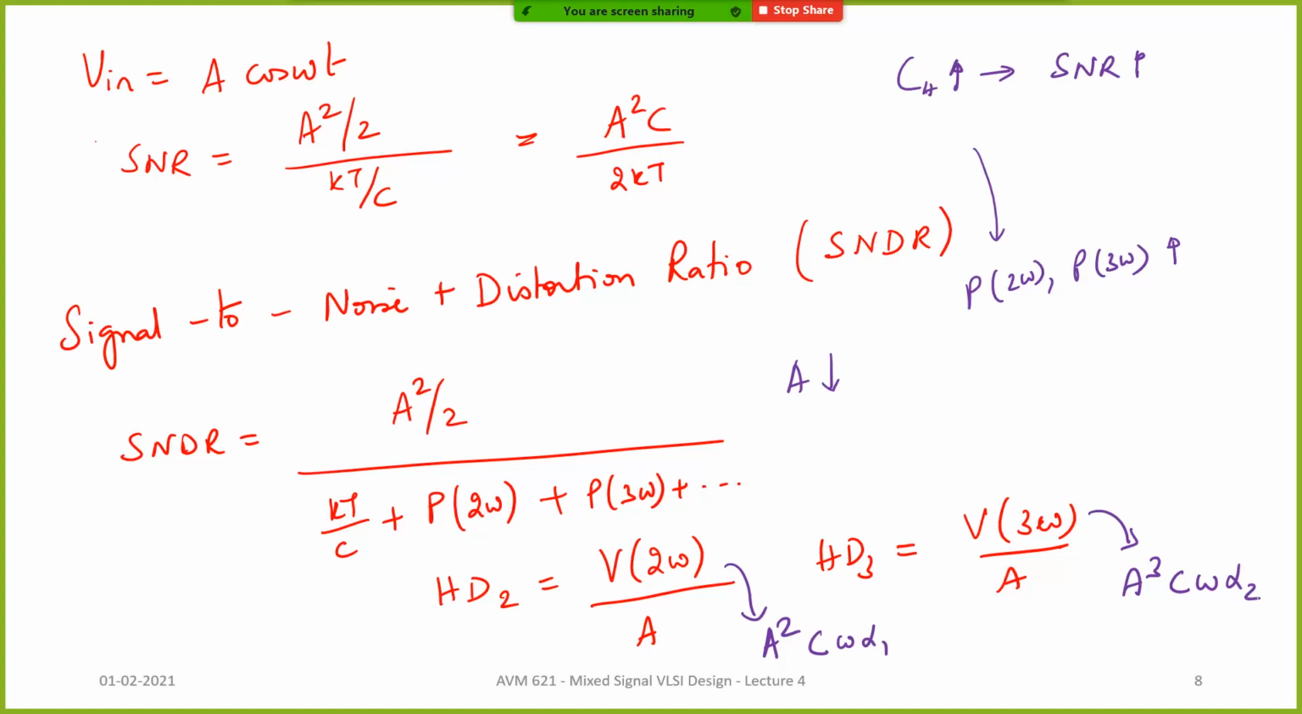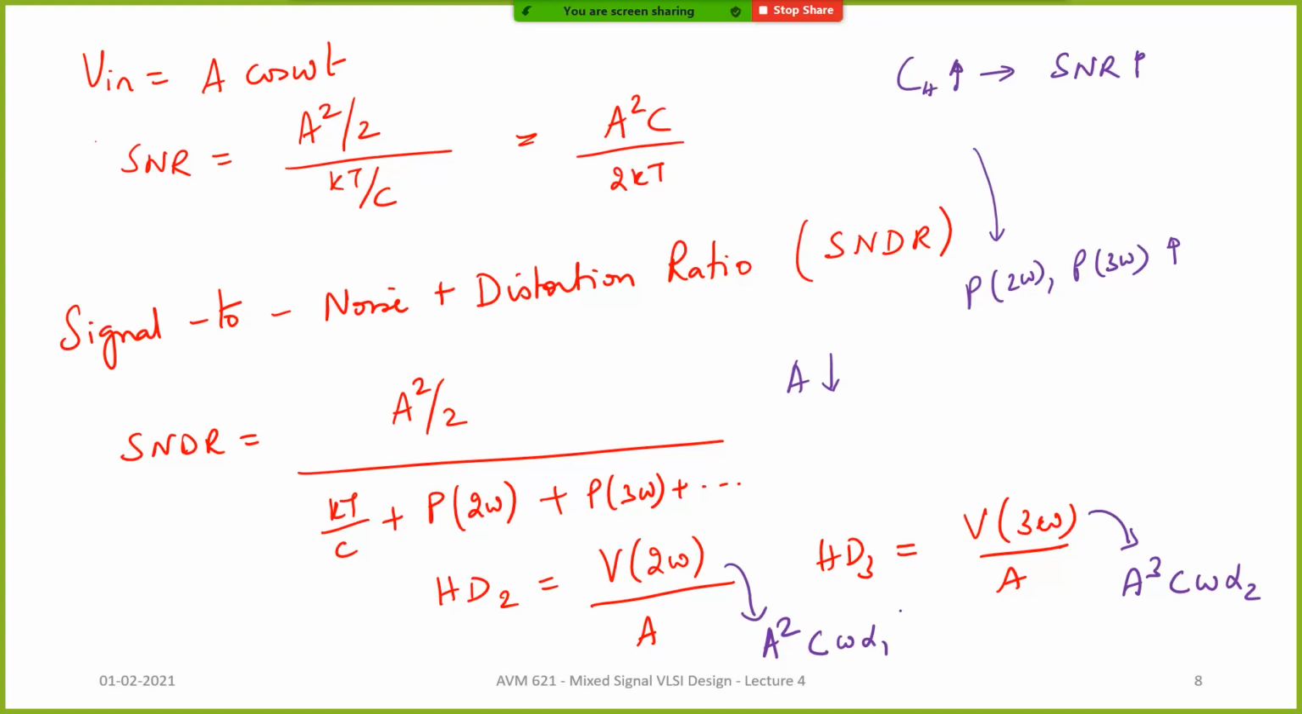We'll ignore them for now, correct? Now, if you reduce your amplitude, what will happen? Your HD2 and HD3 will reduce, correct? In other words, typically if you have any nonlinear system, for that matter any amplifier, if you have lower amplitude signals, you will have lesser distortion, right? Higher the amplitude, the more the distortion. That is typical for any amplifier, any nonlinear system, and that is the case here, right?